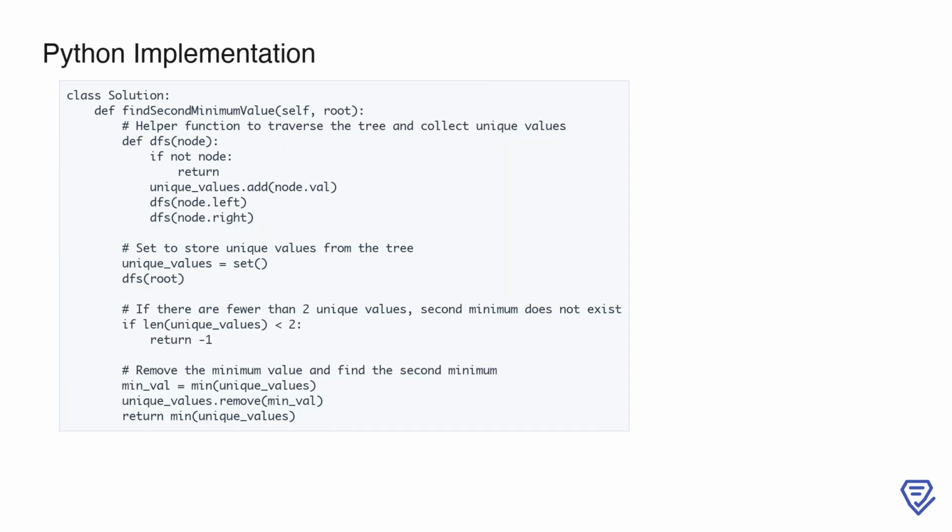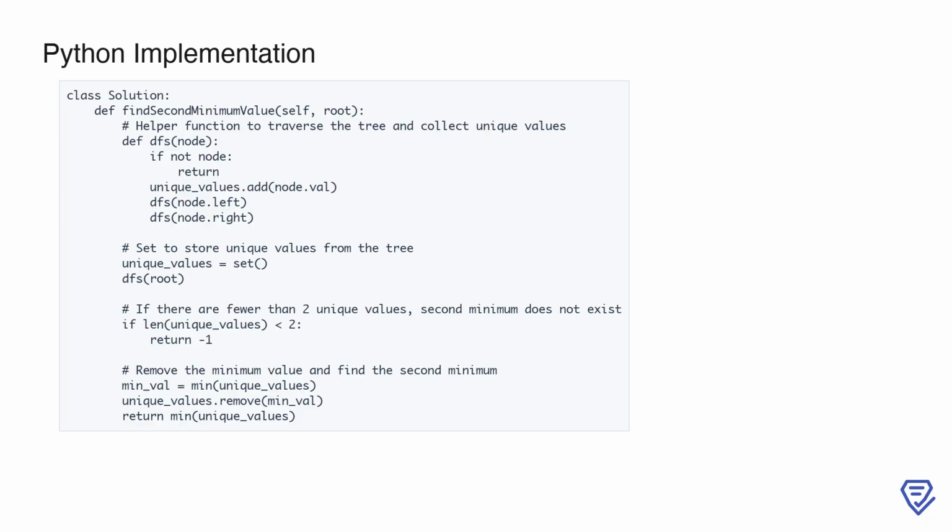This Python implementation solves LeetCode problem number 671, second minimum node in a binary tree. The goal is to find the second smallest unique value in a binary tree. If all nodes have the same value or there is no second smallest value, the function returns -1. The findSecondMinimumValue function is implemented as part of the Solution class.